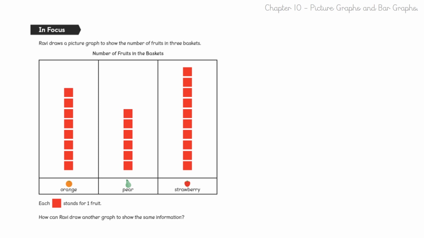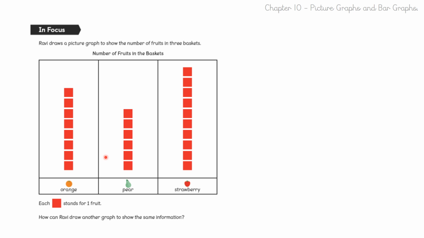Today we're learning about bar graphs and we're going to start by looking at the in-focus task. It says, Rabbit draws a picture graph to show the number of fruits in 3 baskets. So I'm going to ask you to look at this picture graph. What data, what information can we get from it?